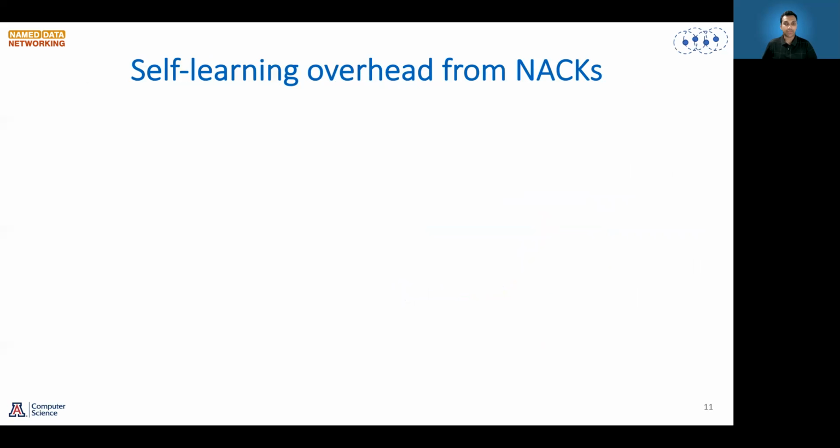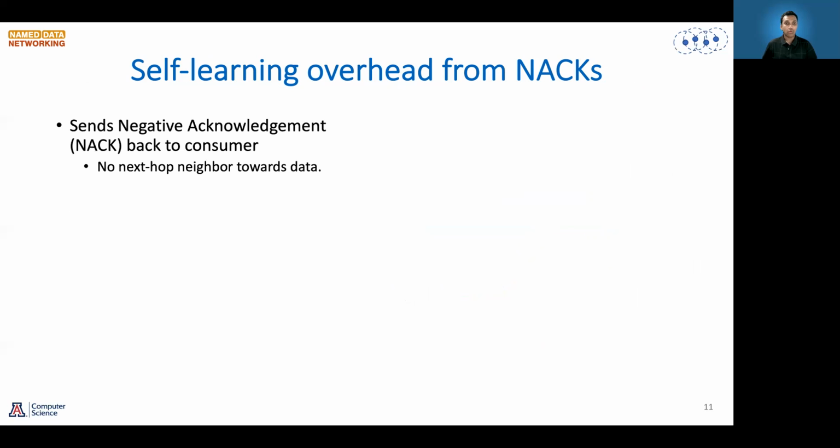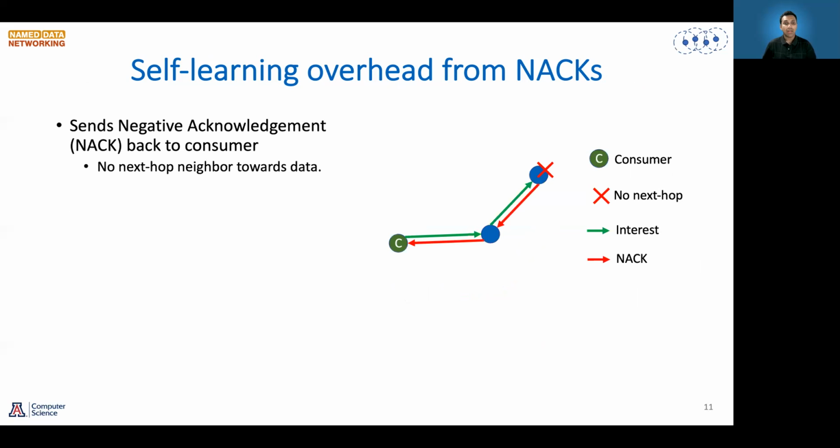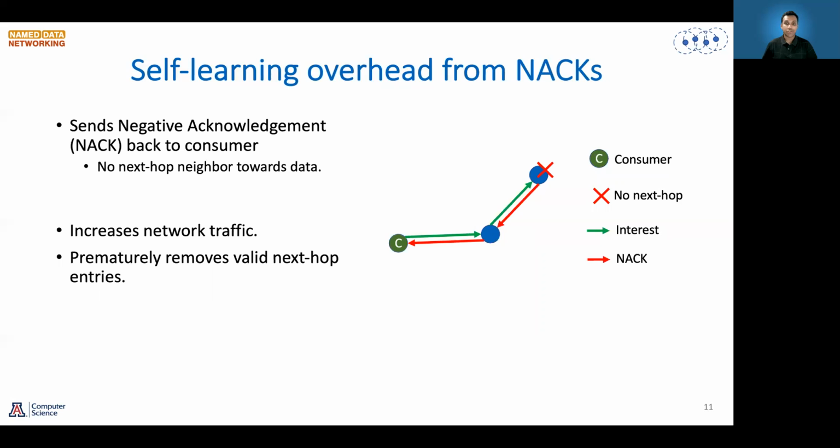Self-learning also suffers from negative acknowledgement, or NACK, overhead. A node sends a NACK back to the consumer when it has no next hop neighbor towards a data node. This not only increases network traffic, but also prematurely removes valid next hop entries in the network. Moreover, a consumer does not know who generated the NACK.